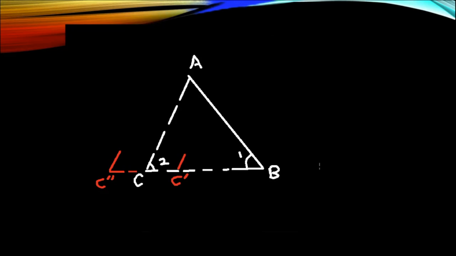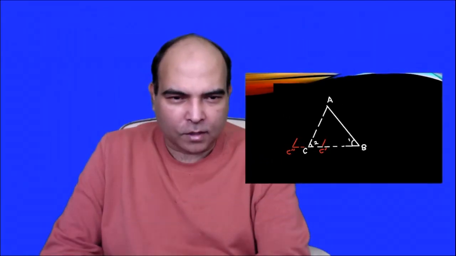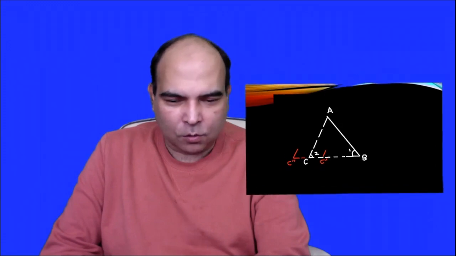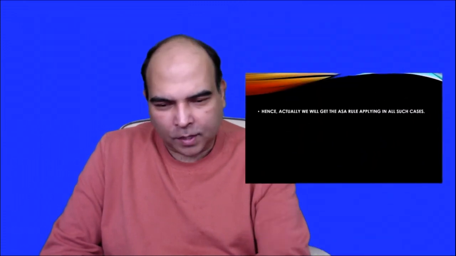And the moment that happens, the whole triangle gets defined. You cannot change anything about this triangle after that. So that's why this is the rule of congruence that comes up. And as I said, it's nothing but the ASA rule actually, if you just think one step ahead: if you know two angles, you know the third angle.